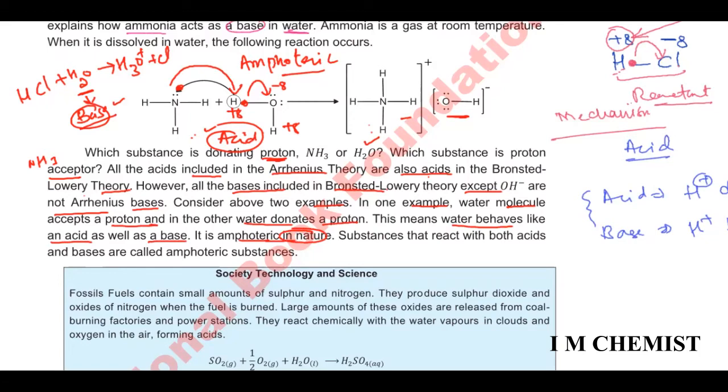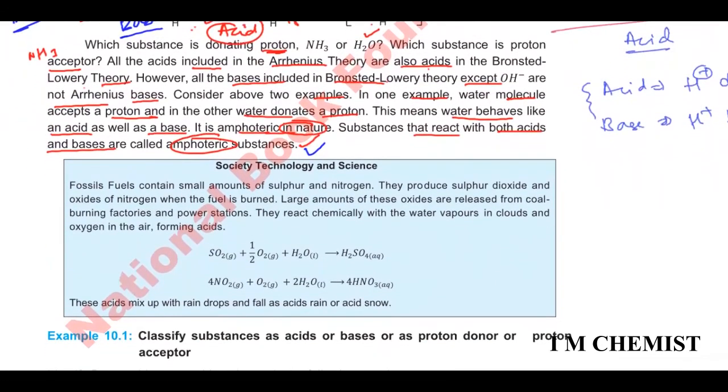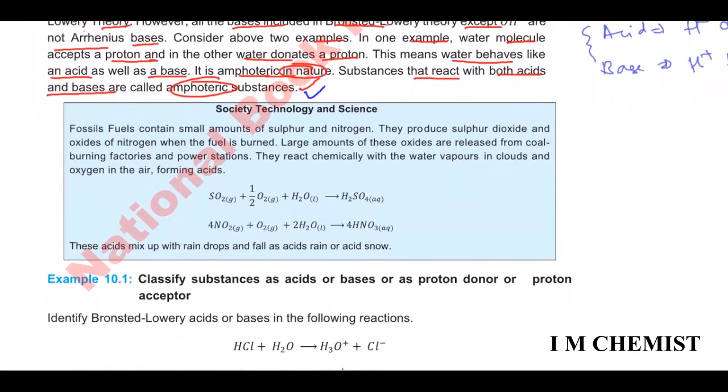और ये बहुत important MCQ बन सकता है आपके पेपर में. Substances that react with both acids and bases are called amphoteric substances. So all those substances which have the ability to react with acid as well as bases are known as amphoteric substances. In the first case, water is reacting with HCl, which is an acid. In the second case, water is reacting with ammonia, which is a base. Hence, water is amphoteric in nature. And all those substances which can react with acid as well as base are known as amphoteric substances.